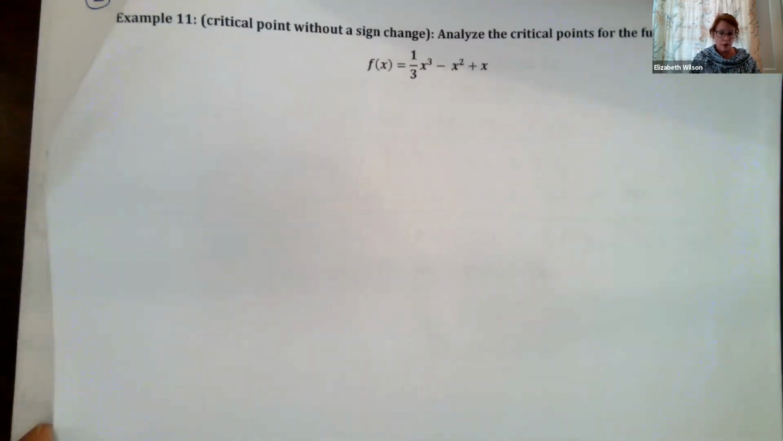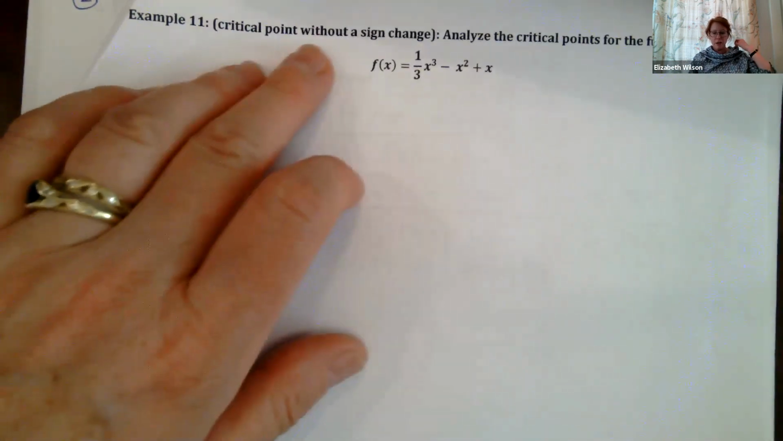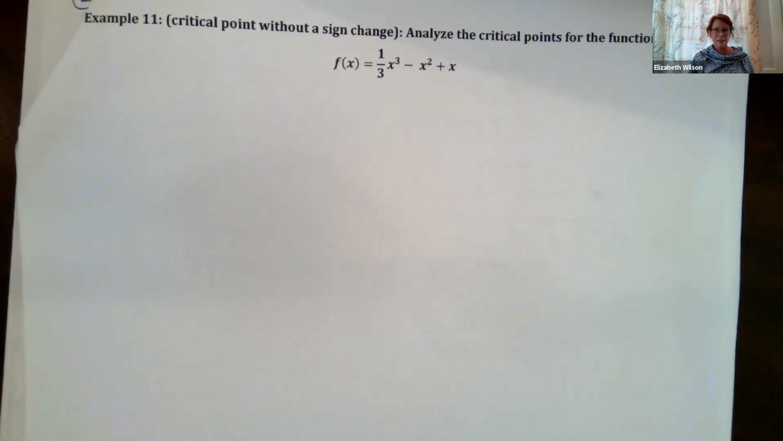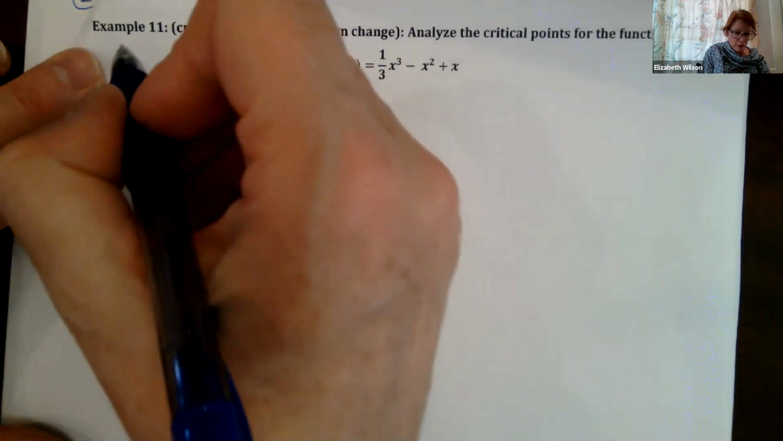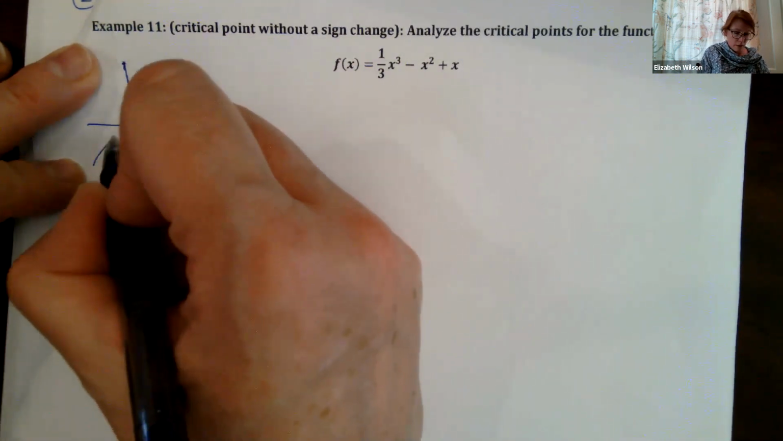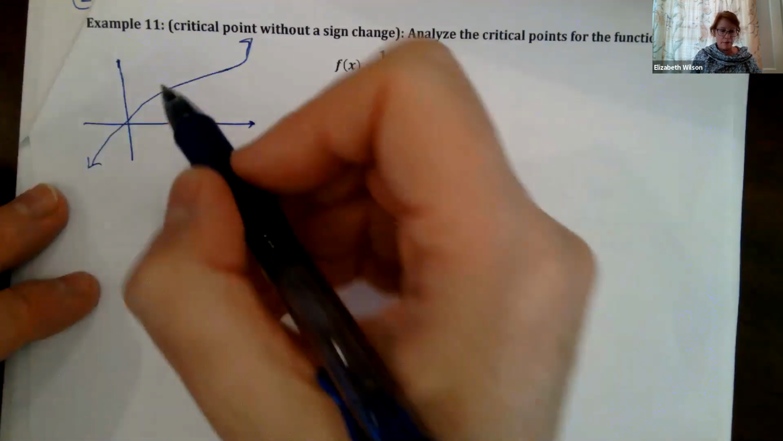All right. Example 11, we're going to do a critical point without a sign change. This is kind of a nice segue into our next chapter. So I'm going to just graph this out. When I graph this out, it's a cubic. It goes something like that. I didn't do a very good graph on here.